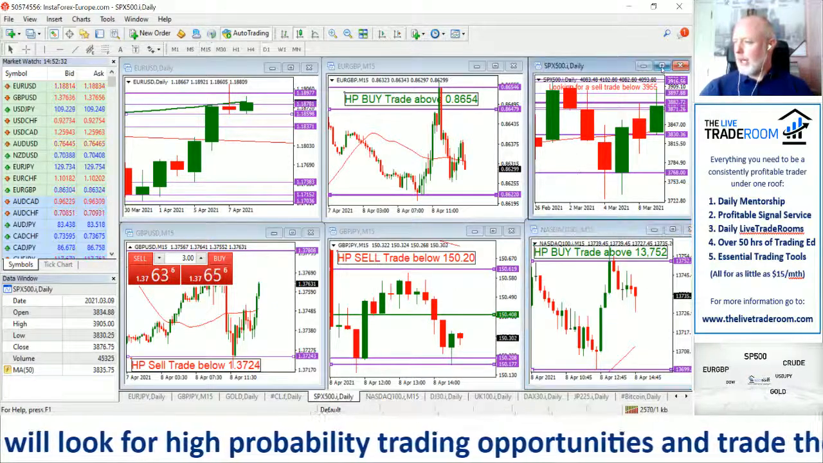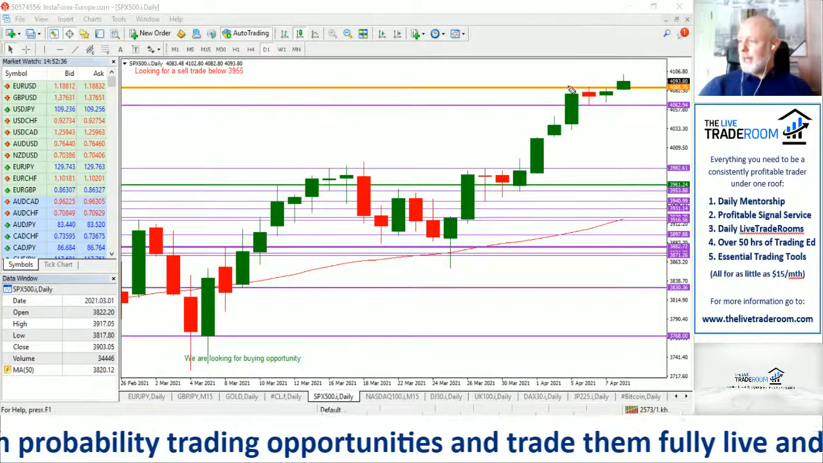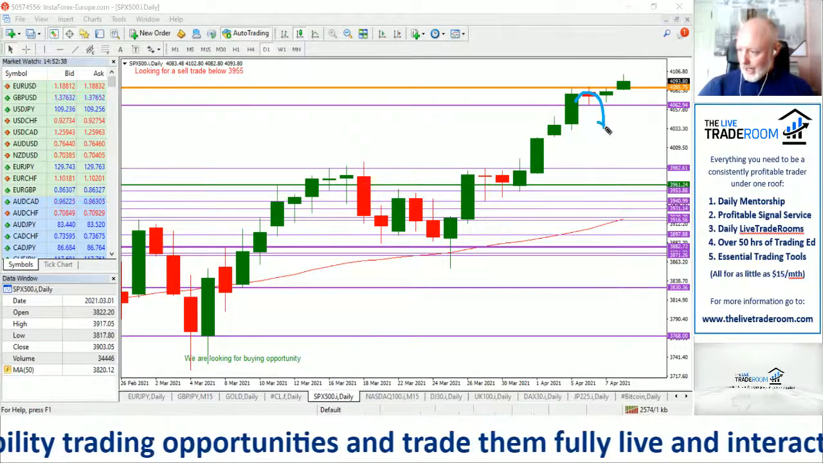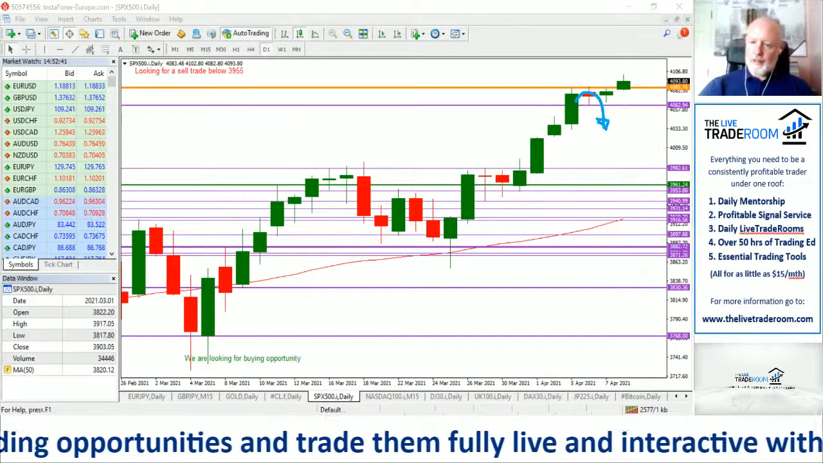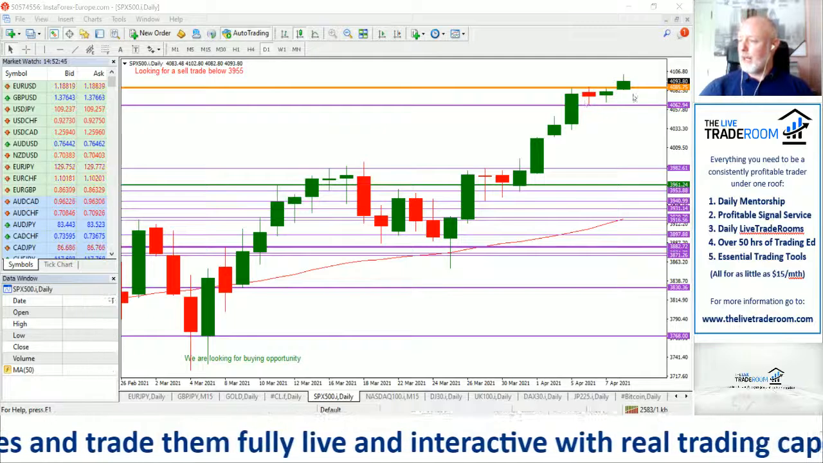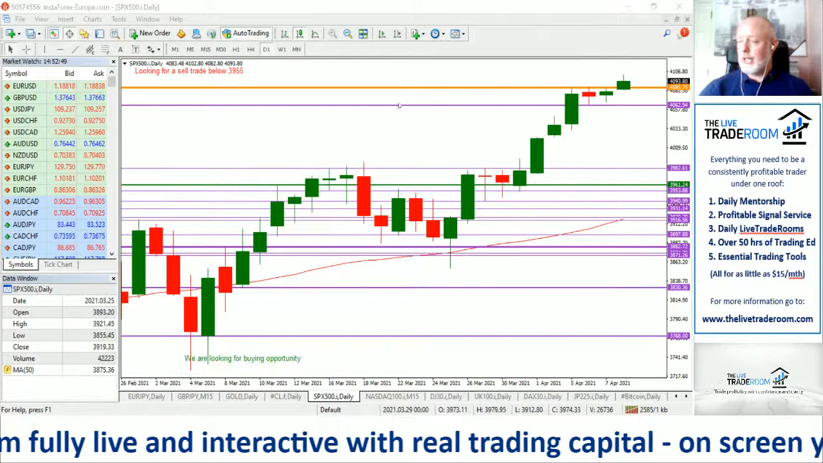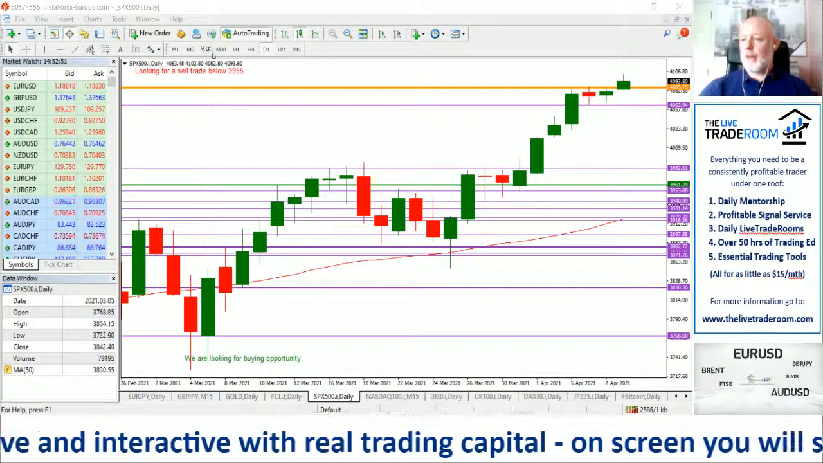So the last market is the S&P. A couple of days ago, we were keeping our options open for a little bit of a rollover to the downside. We've had some renewed positive sentiment behind this market, so we've seen that uptick. And last night we were looking for opportunities above the 40.85. Now we're above that level.